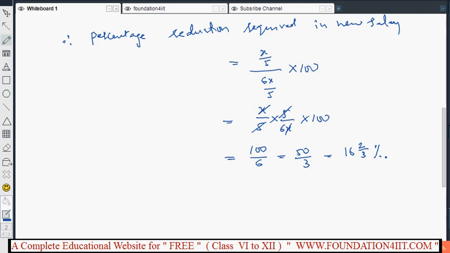So after increasing the salary by 20%, if we decrease it by 16 2 by 3%, we can restore the original salary. That's the meaning of this. If we increase by 20%, some amount is added. From that, if we do a 16 2 by 3% decrease, then we get the same original salary. That is the percentage of reduction required in the new salary. Okay, this is a problem.